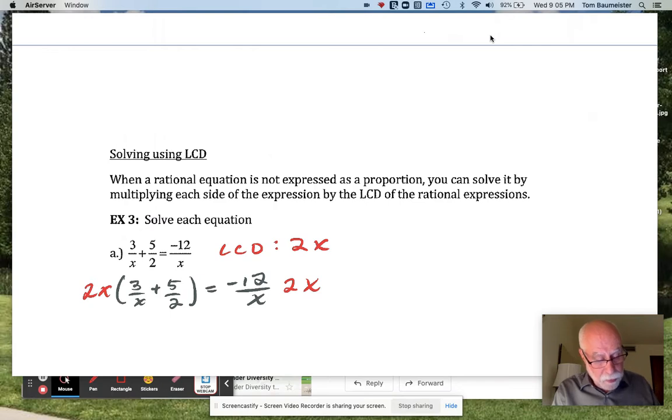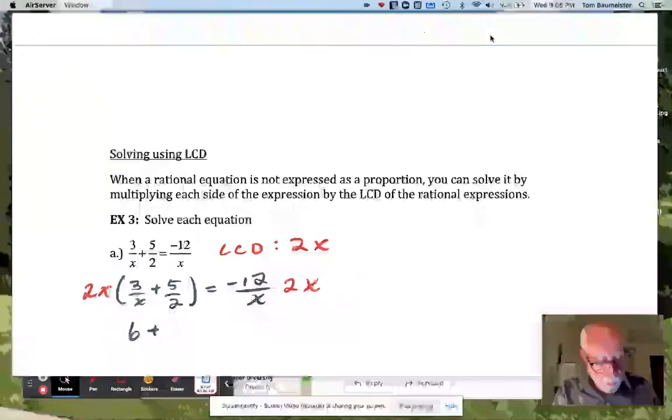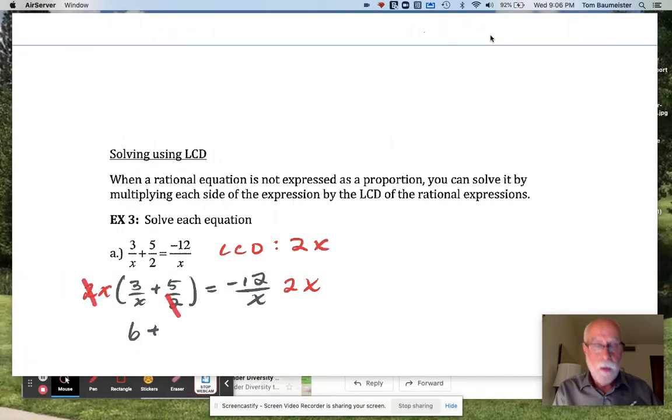So if I multiply just the 2x to the 3 over x, those are going to go away. I'll have 2 times 3. What is 2 times 3? 2 times 3 is 6. So I'll have a 6 for the first one there. I still have that plus sign there. That's not going away. So now I have the 2x times the 5/2. What's going to go away on those ones there? The 2's. So what do I have left? 5 times x, or 5x.